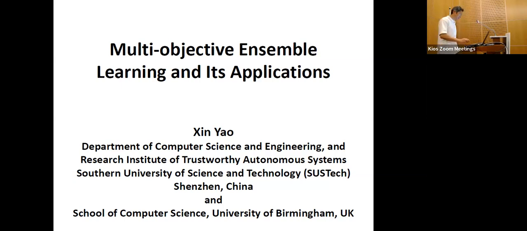In any case, I'm going to talk about something that I've been working on for a while. It's nothing to do with deep learning, just in case you are into the current trend in machine learning. It reflects quite strongly on my original background in evolutionary computation. So I'm going to describe what multi-objective ensemble learning is and how it could be applied.